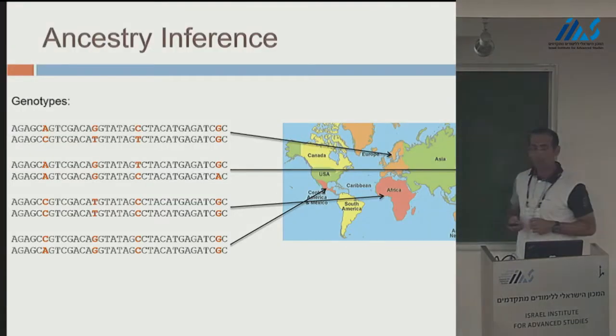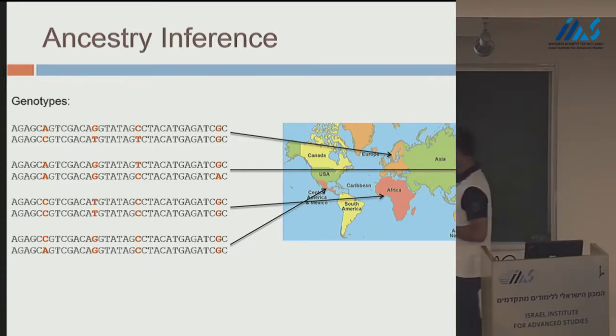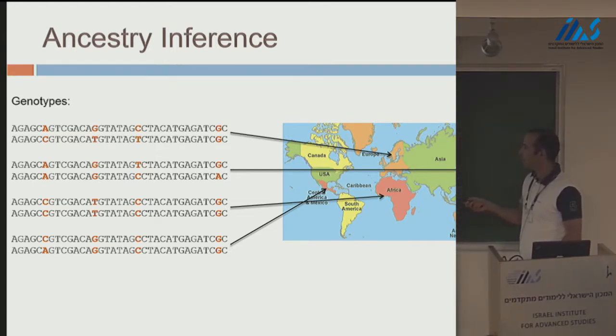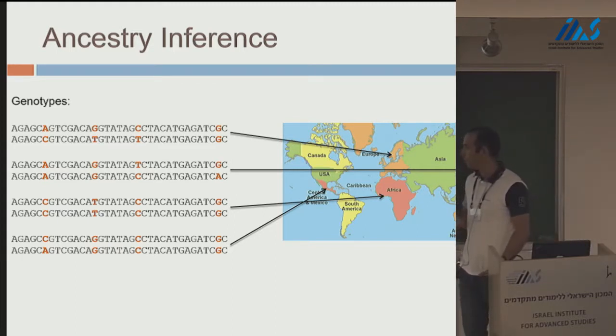Okay, so what is ancestry inference? What we're trying to do is take genotypes or sequence data and figure out where the person is from. So let's say this person is from Europe, this one is from Asia, and so on. And I would like to be able to do this within continents and hopefully tell someone which city they're from. That would be the goal.